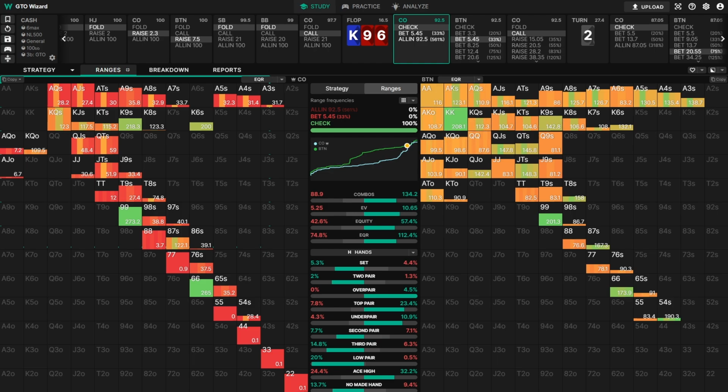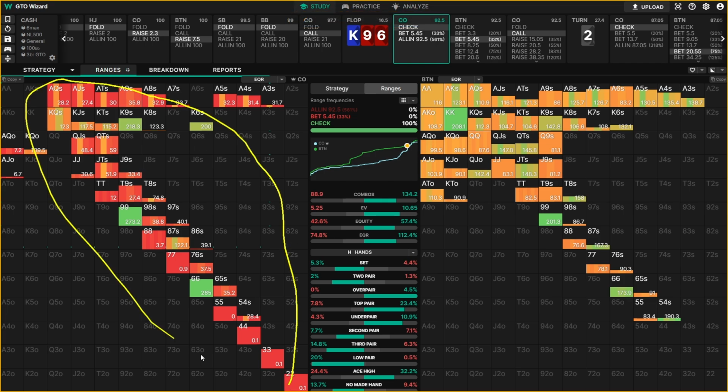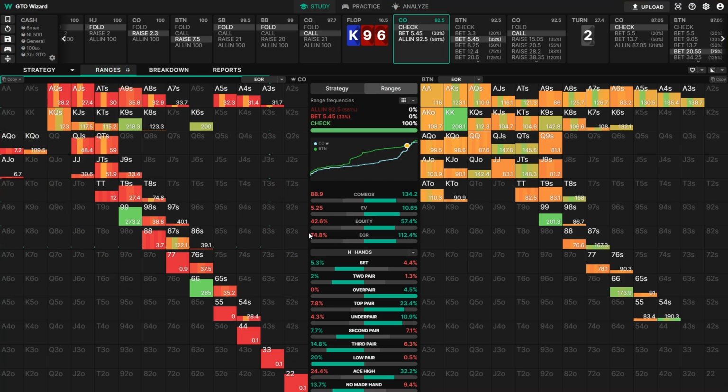Now remember, an equity realization of greater than 100% means that those hands would win more than if they were checked down. And you can see that most hands in the button's range are over realizing their equity, and this is due to their overwhelming positional and equity advantage. Meanwhile, on the cutoff side of things, most of their range is under realizing their equity. And so the cutoff is going to struggle immensely here. And that's shown here in the EQR section. We can see that the button has more equity, more expected value, and will realize more of that equity.